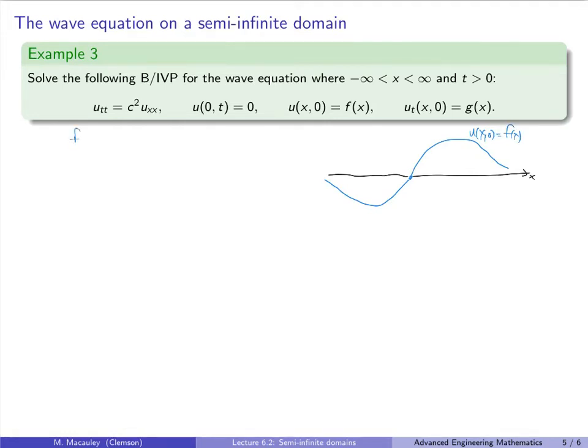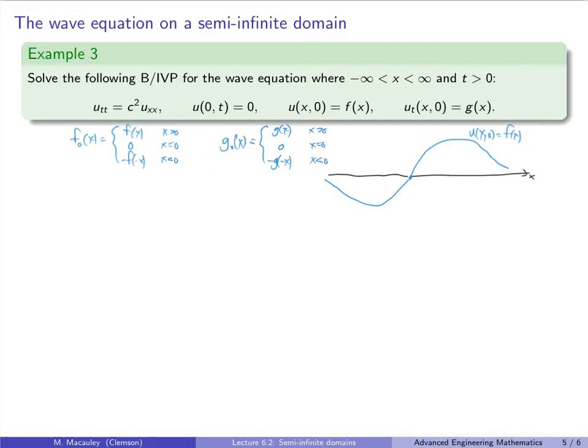So the odd extension of f is defined to be, again, of course, f of x when x is positive. It's 0 when x equals 0, and it's negative f of negative x when x is negative. Similarly, we need to specify the initial velocity of the wave. That's built into the boundary and initial value problem. So g, or the odd extension of g, is g of x when x is positive, 0 when x is 0, and negative g of negative x when x is negative.